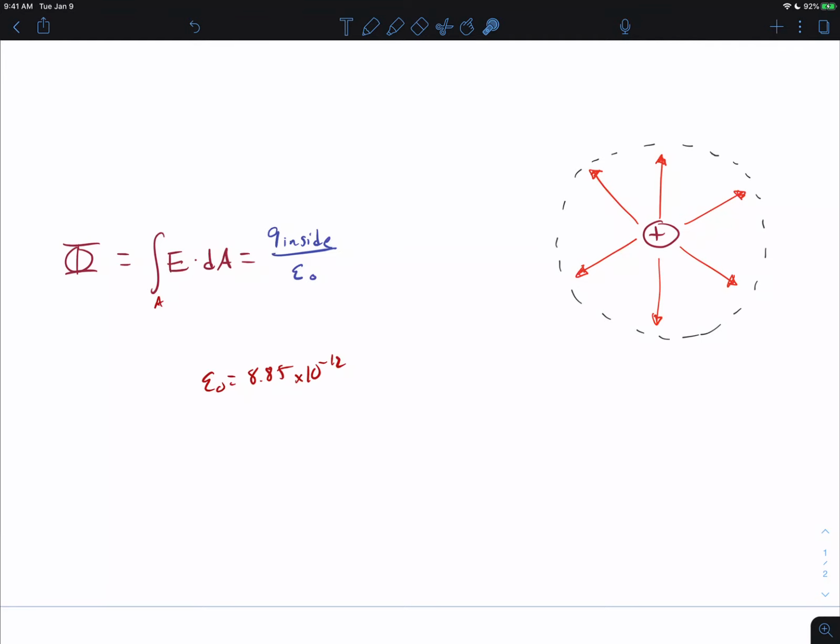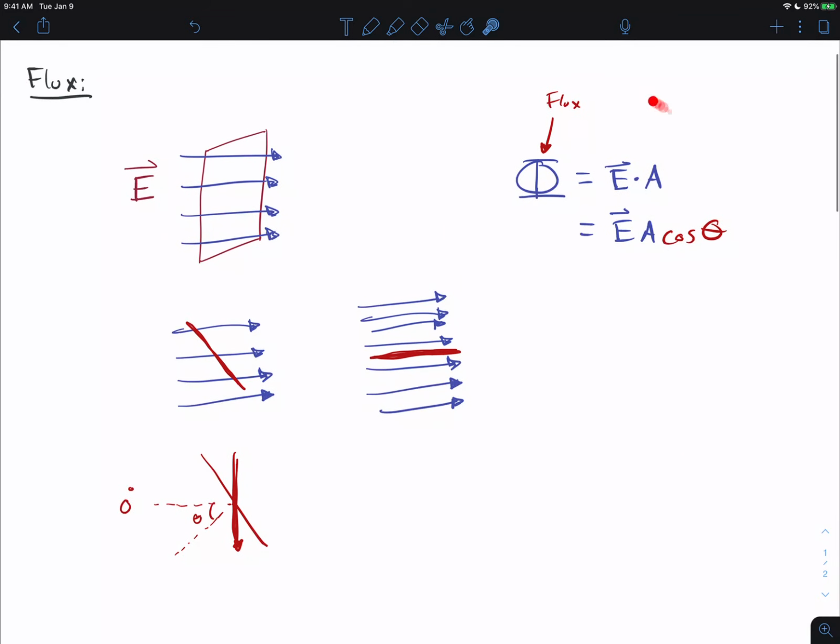So these are just two forms. You might see this here, okay? But mostly we're going to work with flux in this format right here. Just wanted to give you guys a view of both of these as we move along.